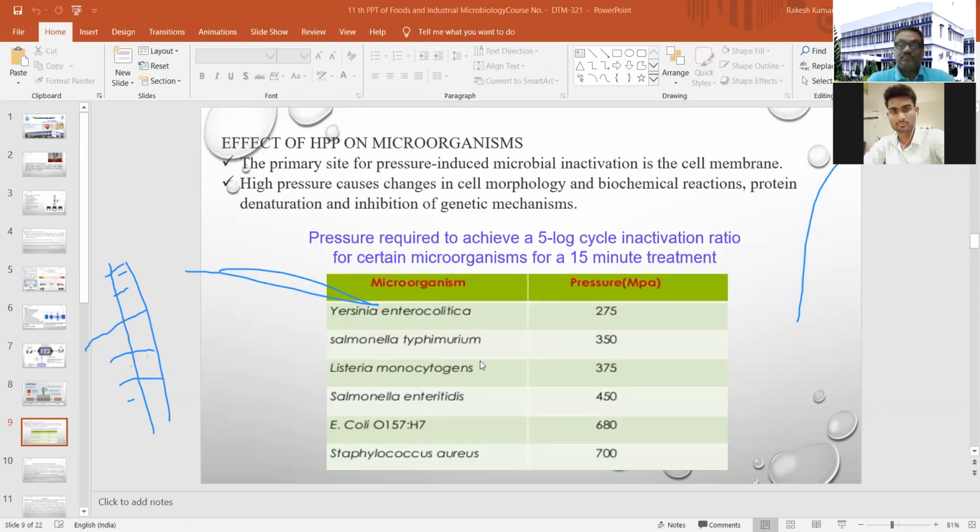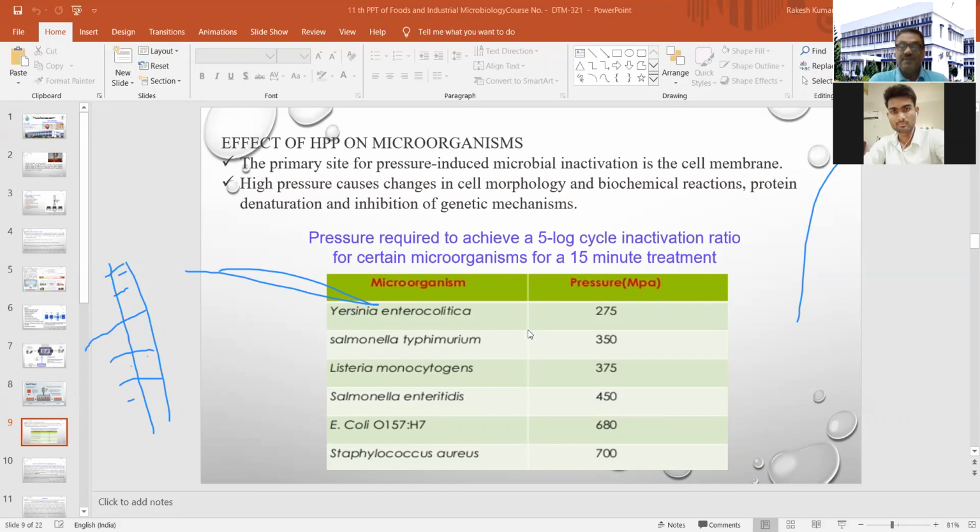So the primary site for pressure-induced microbial inactivation is the cell membrane, where the damage is created by this particular method. High pressure causes changes in cell morphology and biochemical reactions, protein denaturation, and inhibition of genetic mechanisms. So you can well imagine the condition: just by giving pressure, the cell membrane of the microorganisms will be affected, and automatically the host system will be disturbed.